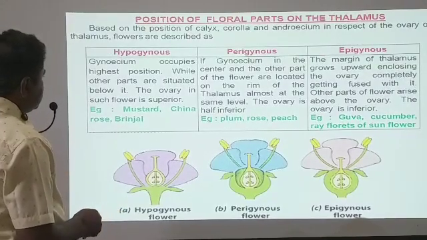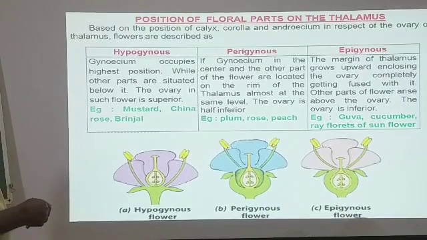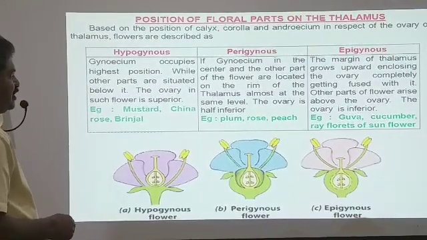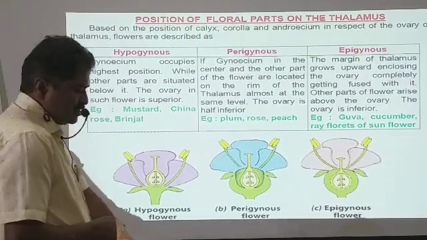is like this. So based on the position of the calyx, corolla, androecium, in respect to the ovary and the thalamus or the torus, the flowers are described as hypogynous, perigynous, and epigynous flowers.